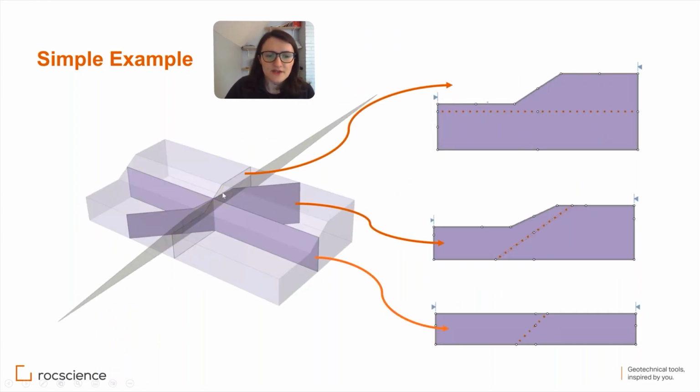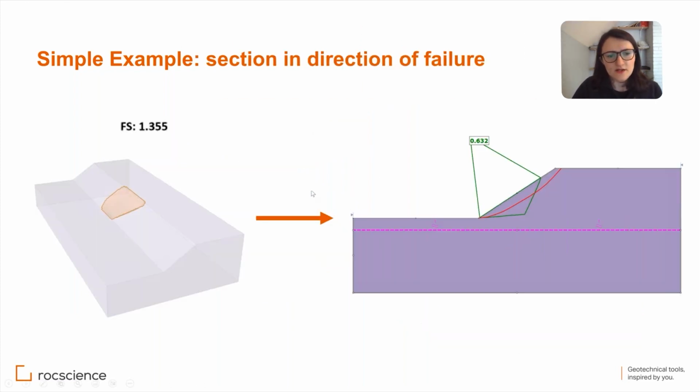If we just cut this anisotropic plane, then our surfaces will look like this. So for the one that's in the direction of failure, for example, it's horizontal, and these guys are at different angles. Let's look at just the 2D section in the direction of failure. If we compute that model in 3D, we get a factor of safety of 1.4.